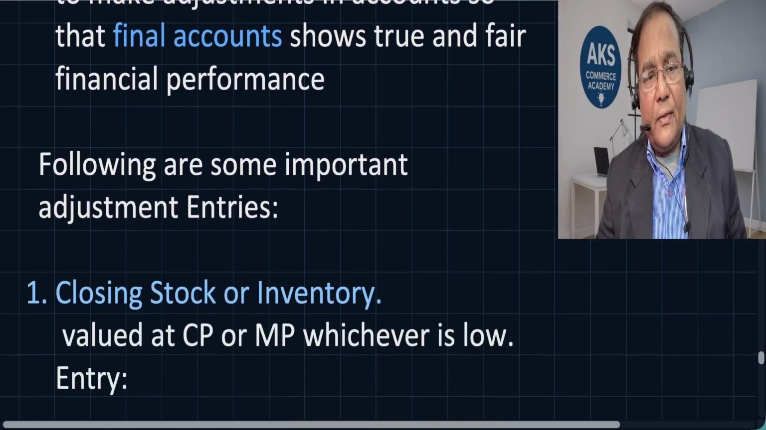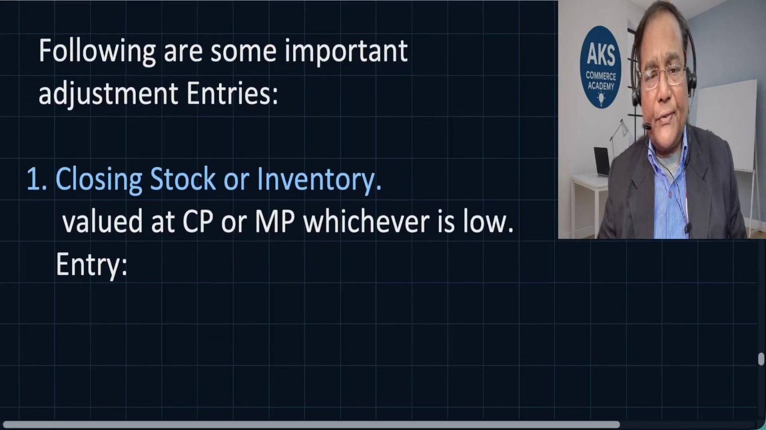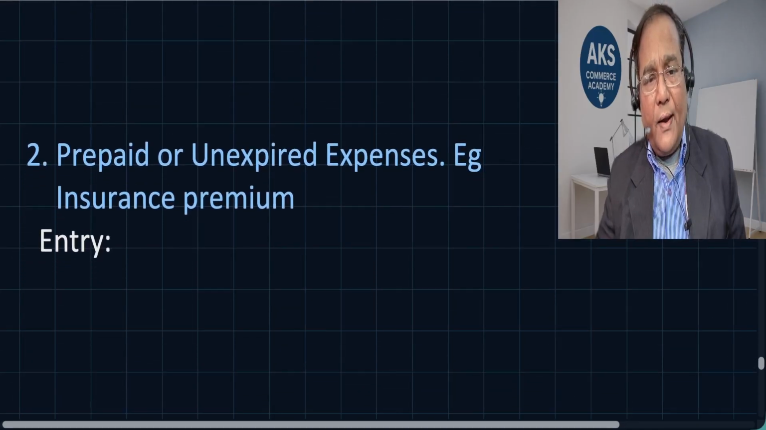So what are they? The important adjustment: closing stock or inventory. How is it to be done? Closing stock or inventory is valued at cost price or market price, whichever is lower. So closing stocks or inventories are valued at either cost price or market price.